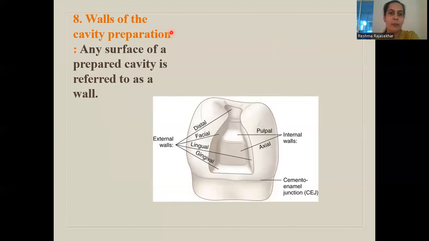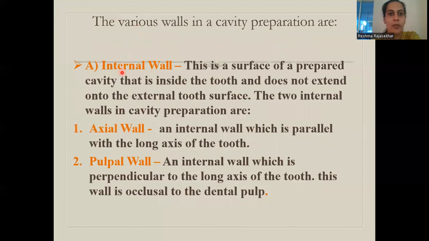And next is the terminology related to the walls of the cavity preparation. A surface of a prepared cavity within the internal surface of the tooth is known as a wall. There are basically two types of walls, the internal wall and the external wall. And within the internal wall, there are two types, the axial wall and the pulpal wall.